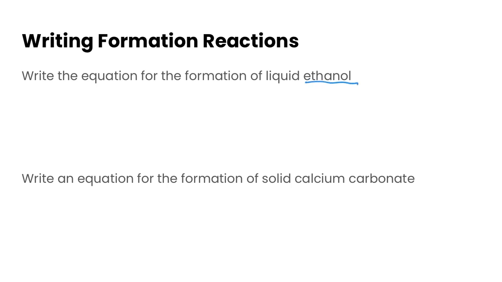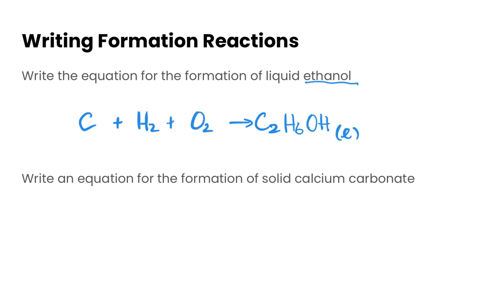Let's start with liquid ethanol. So ethanol is C2H5OH, and it tells us what the state is. So it's a liquid. Now, we need to then say what elements this is forming from. So it's forming from carbon by itself. It's forming from hydrogen, remembering that hydrogen is always diatomic, and oxygen. And oxygen as well is always diatomic.